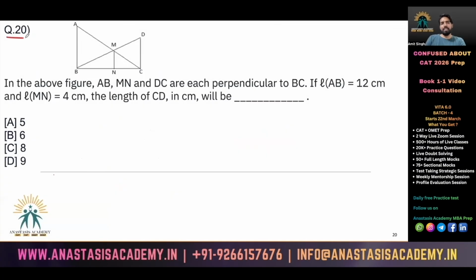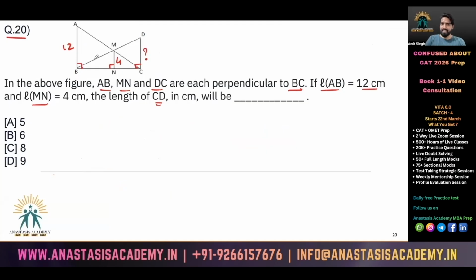Okay, let's solve this question. In the above figure, AB, MN, and DC are each perpendicular to BC. So AB, MN, and CD are parallel to each other. If the length of AB is 12 centimeters and the length of MN is 4, we have to find the length of CD.